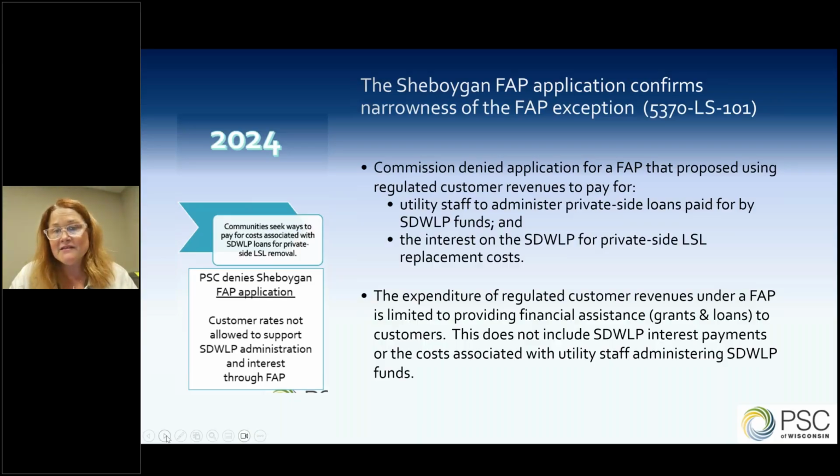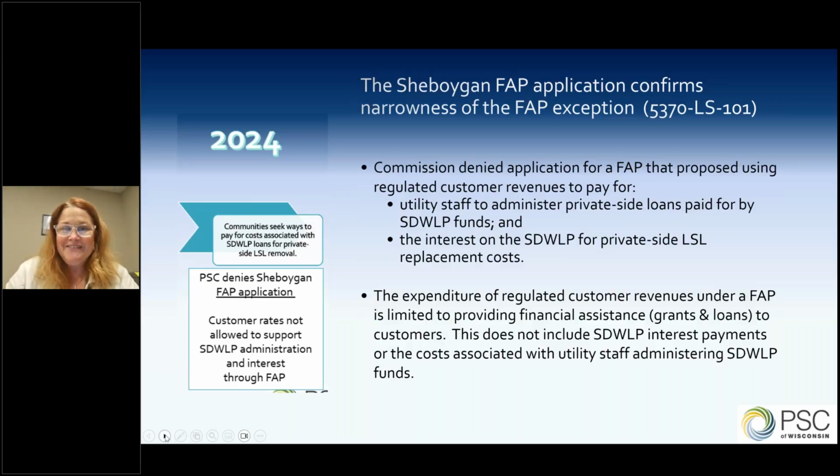And they asked specifically to pay staff to administer the safe drinking water loan program dollars, and then also to pay the interest on those loans using that regulated customer revenue. And in 2024, the commission said no. Under the law, 196.372, all that you can do in a utility financial assistance program approved by the PSC is give financial assistance in the form of grants and loans.